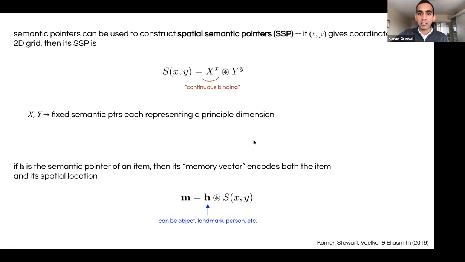Okay, so that's the idea of spatial semantic pointers, and these are going to be used to build the grid cell-like representations. By the way, I just want to mention that it wasn't entirely clear to me right away what the advantage of having a spatial semantic pointer was over just a regular semantic pointer that gives a particular location of an object. But I guess this probably has some properties that regular semantic pointers don't satisfy.